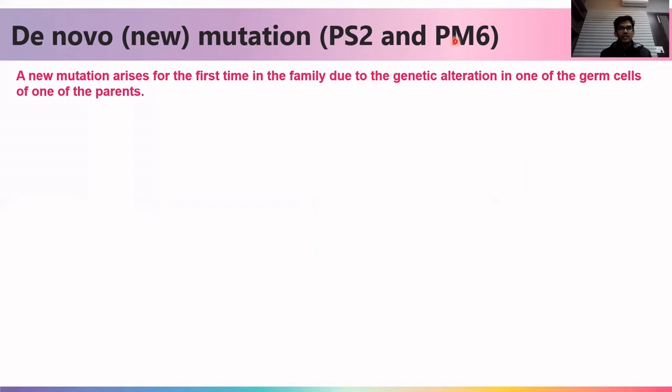What is the de novo mutation? It's basically a new mutation that has arisen for the first time in the family due to a genetic alteration in one of the germ cells. That could be the ovum or the sperm cell of one of the parents.